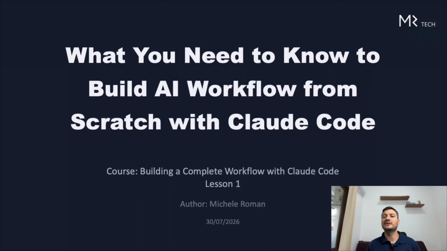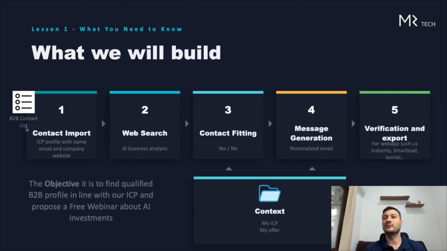So what we are building in this course, we are not just looking at theoretical slides, but we are making practice, and we will build an end-to-end B2B qualification and outreach workflow. Let's see what it is. Here is the workflow we are going to build. We will start from a list of contacts. We import these contacts. Then we will have a web research in order to get fresh information about the company of the profiles in our list.